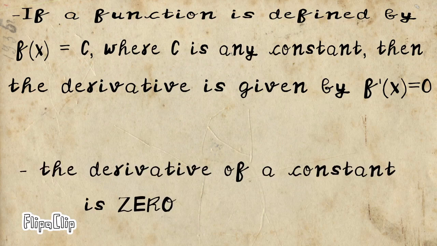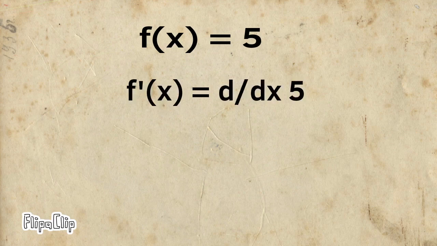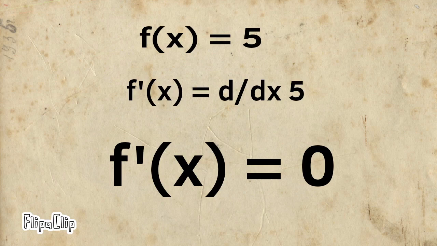In other words, the derivative of a constant is 0. Let's have our first example. So we have f of x equals 5. The next step is to get the derivative of 5. So we have f prime of x equals the derivative of 5. Since 5 is constant, the answer is f prime of x equals 0.